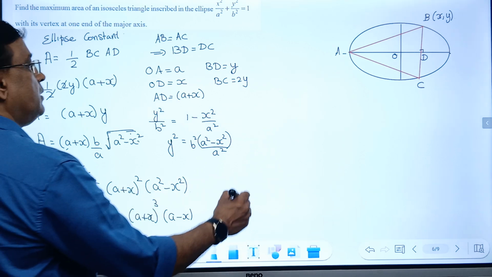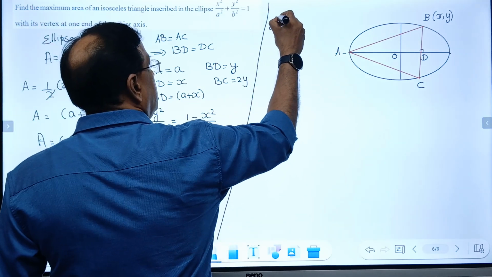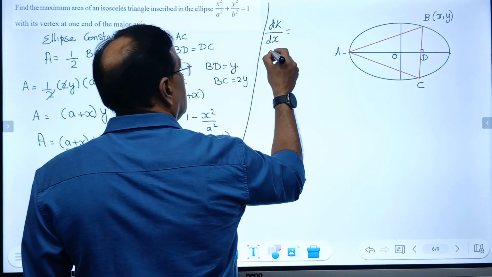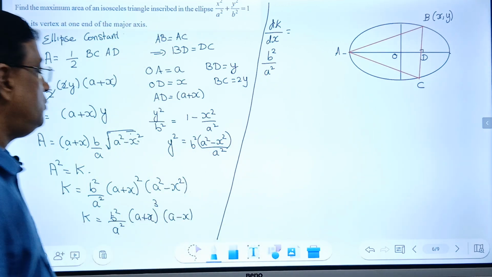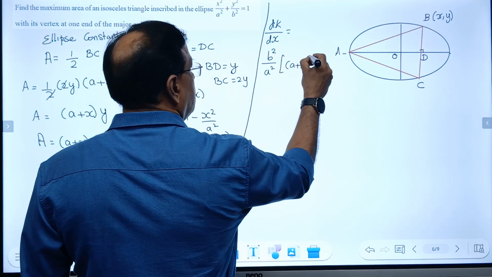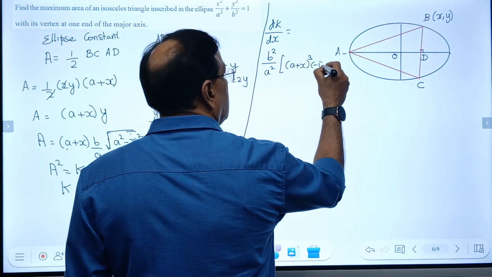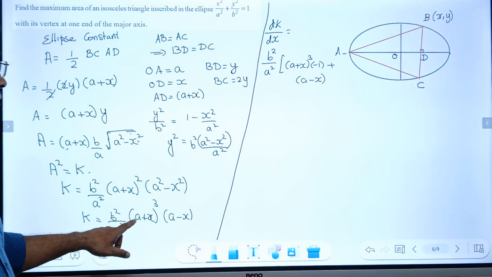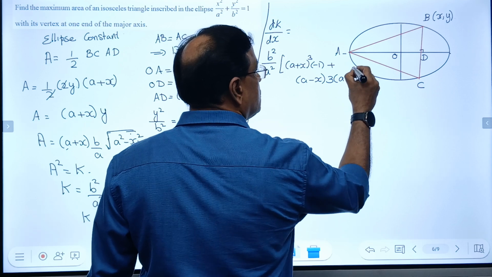I am going to differentiate. How do I differentiate? dk by dx will be b square by a square into, I am going to use the product rule. It is (a plus x) the whole cube, and the differentiation of (a minus x) is minus 1, plus (a minus x) into the differentiation of (a plus x) the whole cube, which is 3 into (a plus x) the whole square.